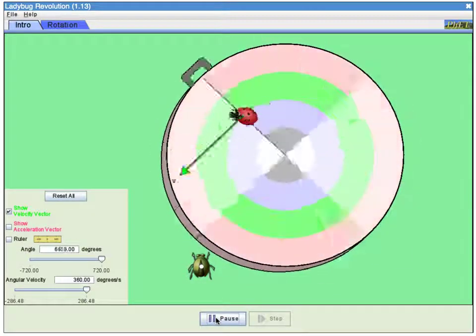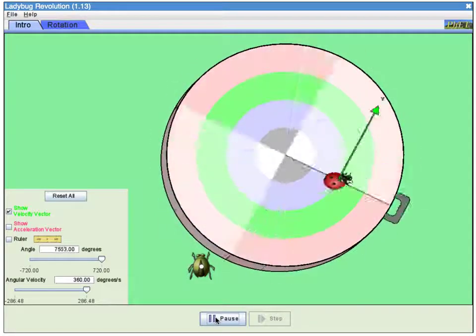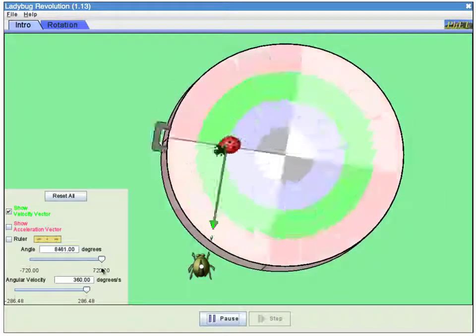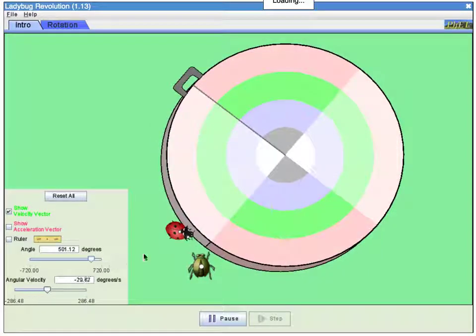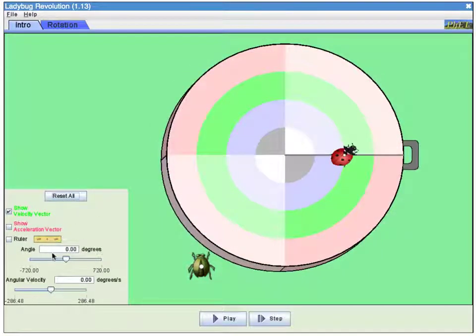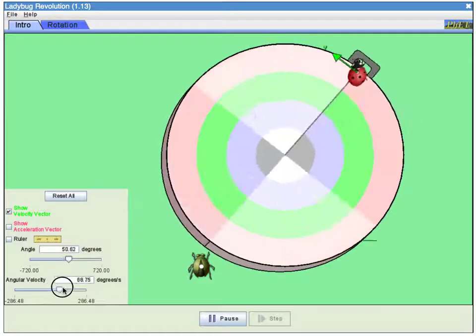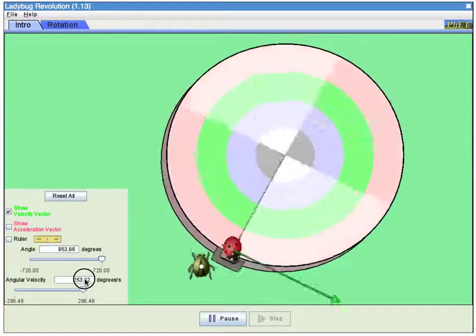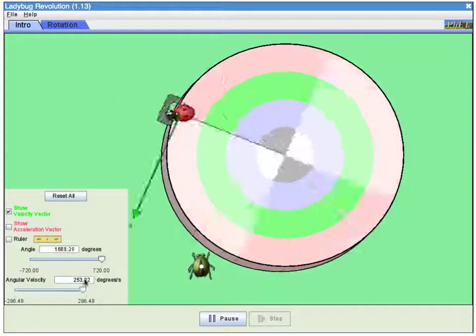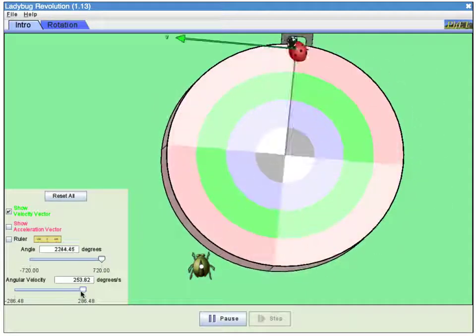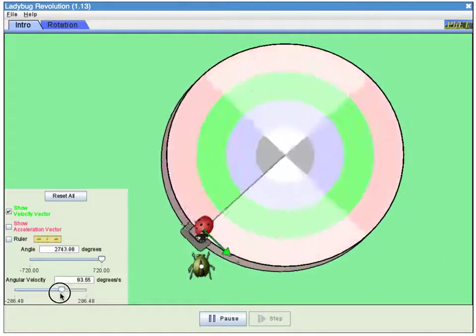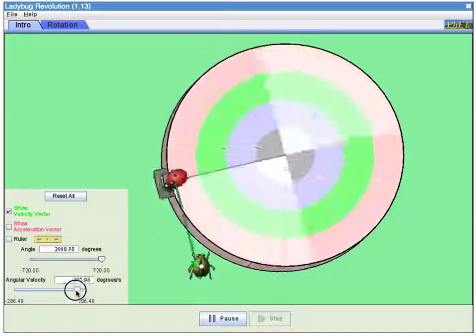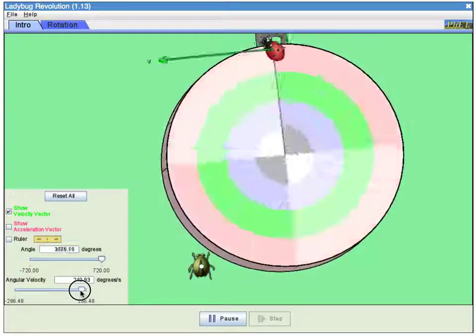The other thing to notice here is that the velocity of the ladybug is always perpendicular to the radius of the circle. So no matter how the ladybug moves, so let's reset. Let's put the ladybug at the edge over here. So whatever the angular velocity, the velocity is always perpendicular. The linear velocity is always perpendicular to the radius of the circle. So as you increase the rotational speed, you still notice that the velocity is always going to be perpendicular to the radius of the circle.